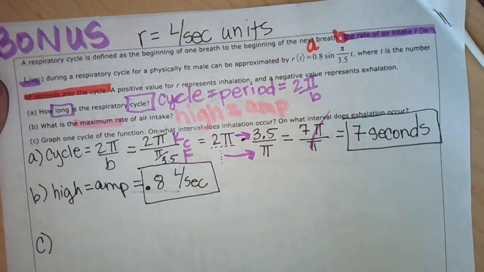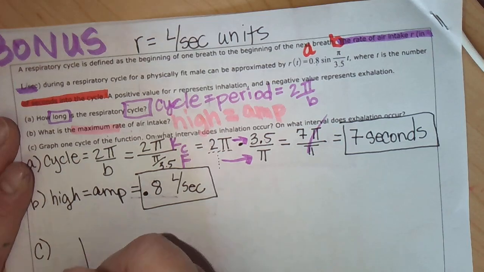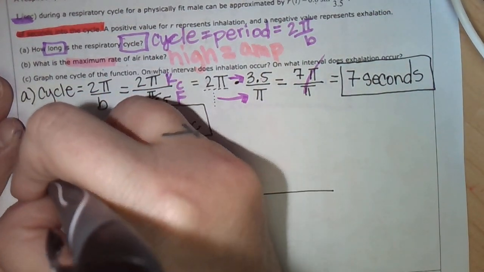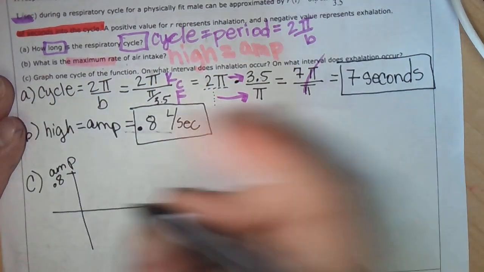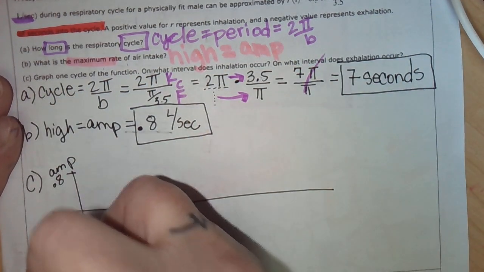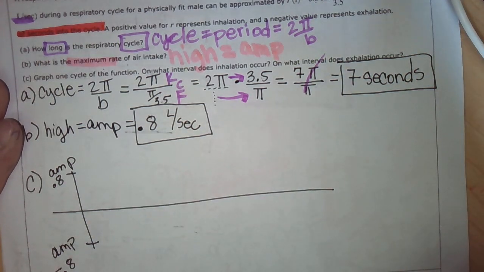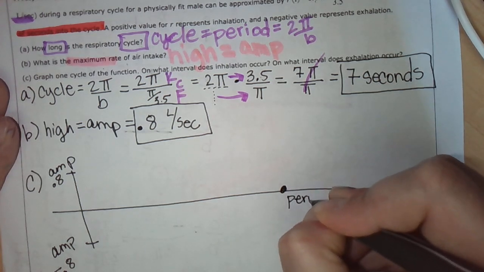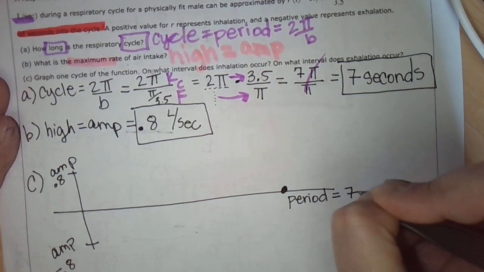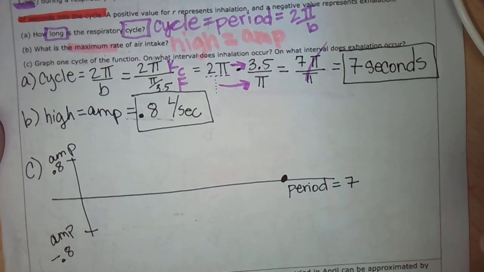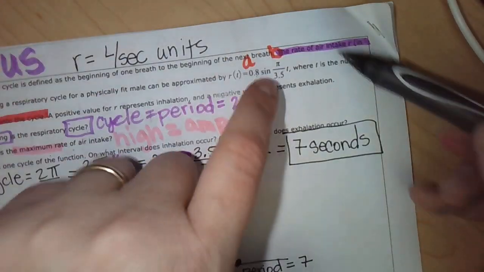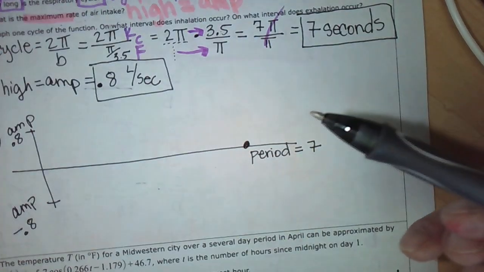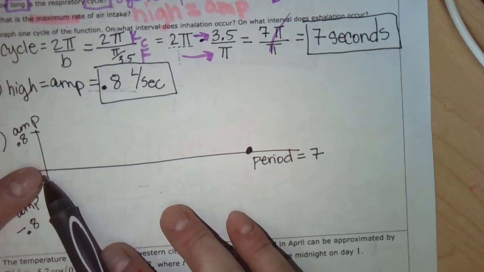Okay, let's go to C. C says graph 1 cycle. Okay. How high do we go? It's the amp. How low do we go? It's the amp, but negative. Where do we end at the cycle, or the period? 7. Okay. Where do we start? Well, there was no C or D up here. So we just start at 0, like we always do.